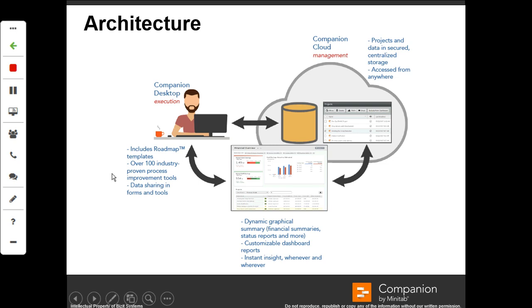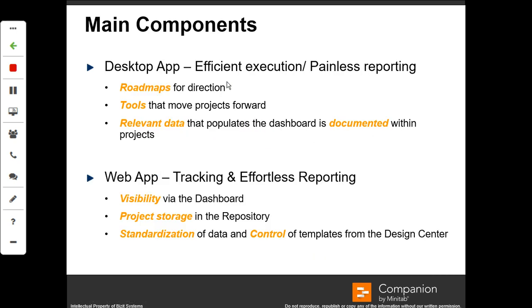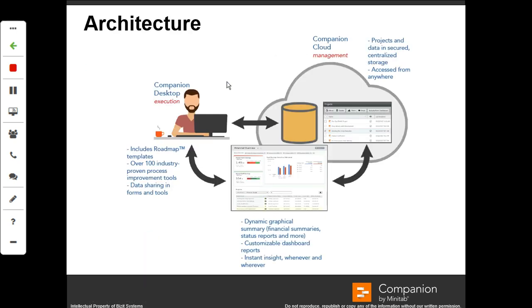As you can see in the diagram, the end user will be the one sitting on the desktop, because there are two sections of the product, which are a desktop app and the web app. The desktop app itself will be used by the team members who will be working on the execution of the project. The desktop app comes with roadmaps, templates, and over 100 industry-proven process improvement tools like value stream mapping, process maps, brainstorming tools like fishbone diagram, forms, and so on.